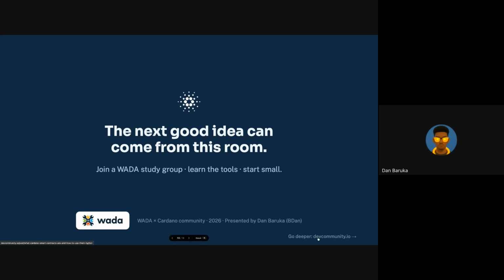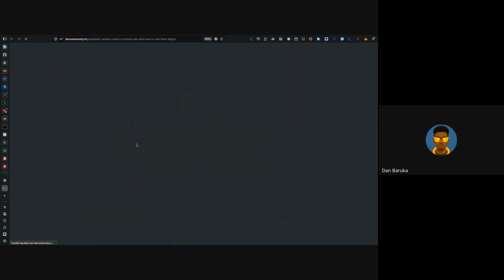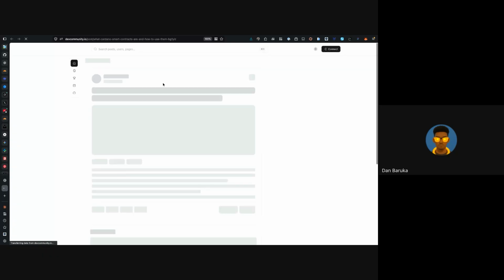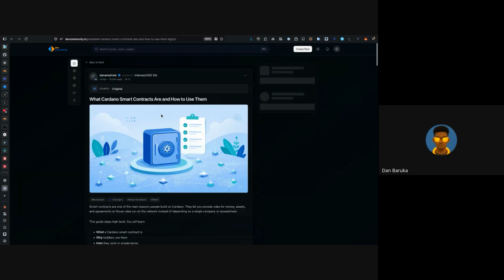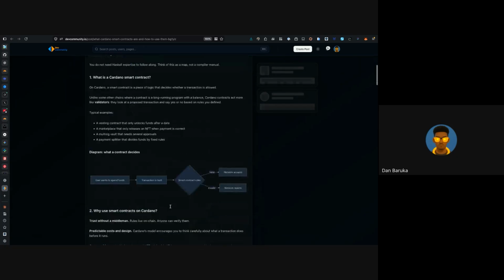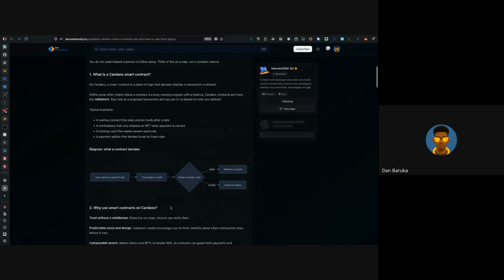I just want you to, if you have time, go and read the full smart contracts introduction. This is exactly what I've been explaining, but quite deeper, and with diagrams and code, so you can really understand if you want to go deeper.